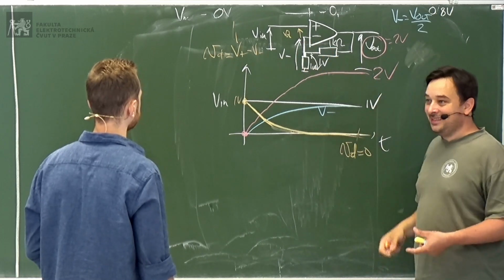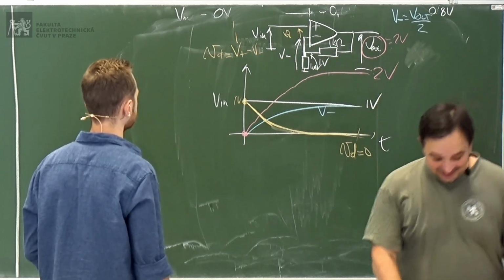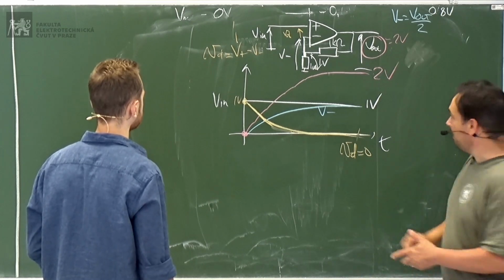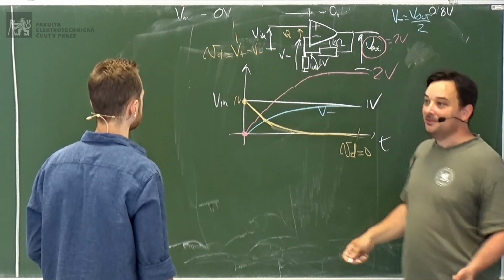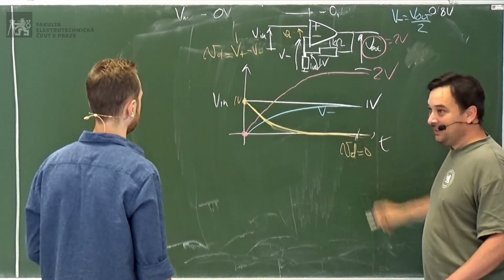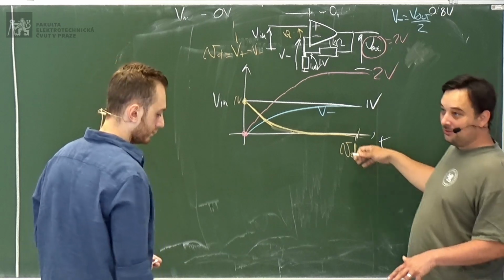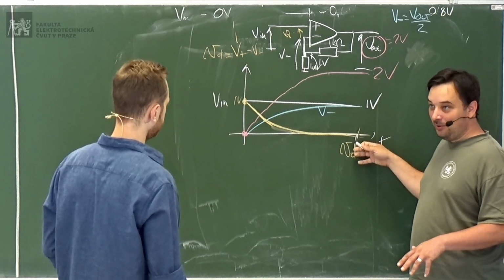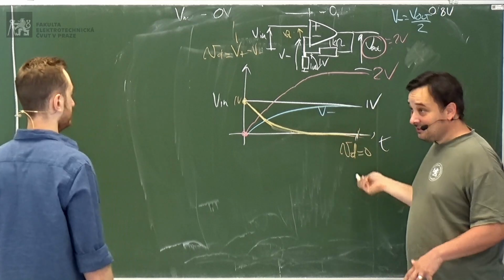When we calculate the circuits, we use the rule that the difference between the inputs is 0. It's 0 if we arrived at the stable point. Okay, but there are some transients.